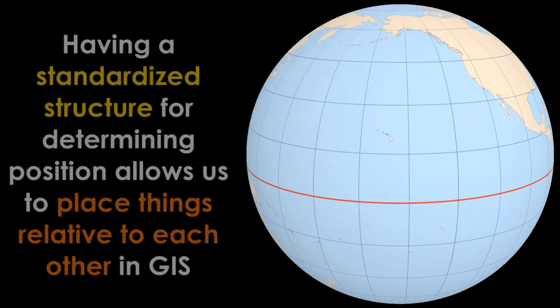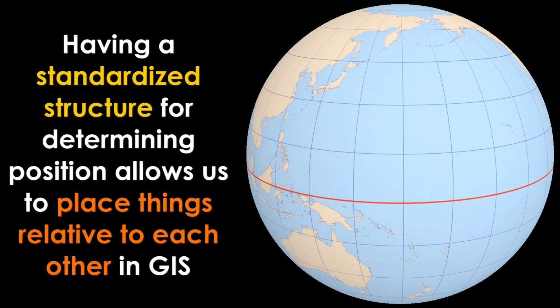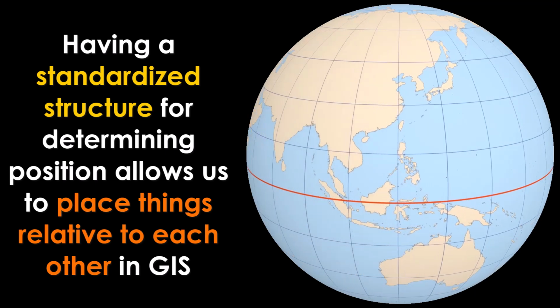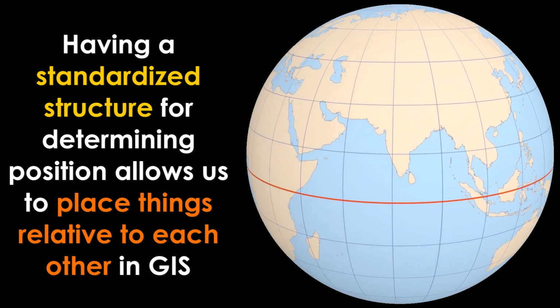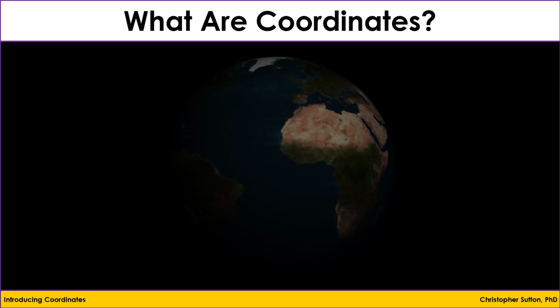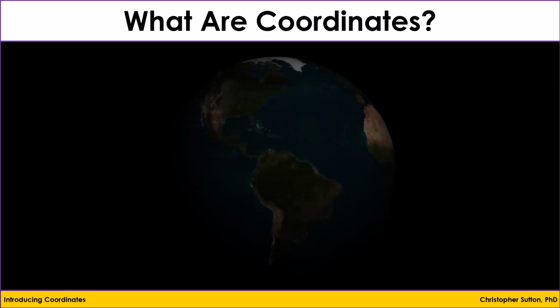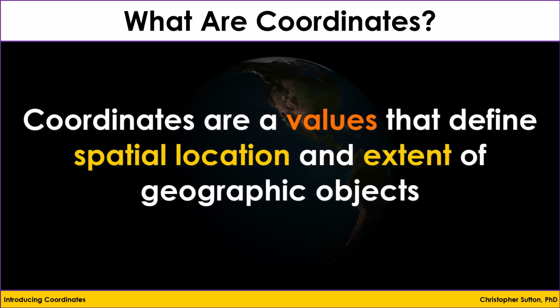This standardization allows us to place features relative to each other in GIS, which enables us to make maps and perform analysis. So what exactly are coordinates? Simply put, coordinates are values that define the spatial location and extent of geographic objects.